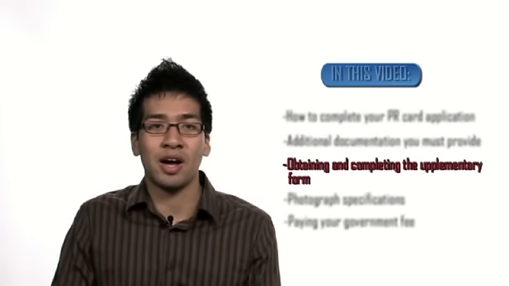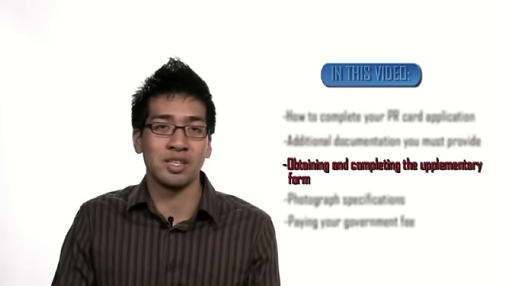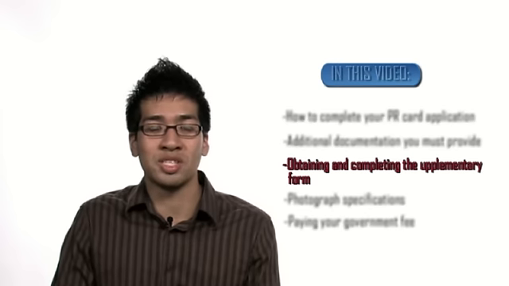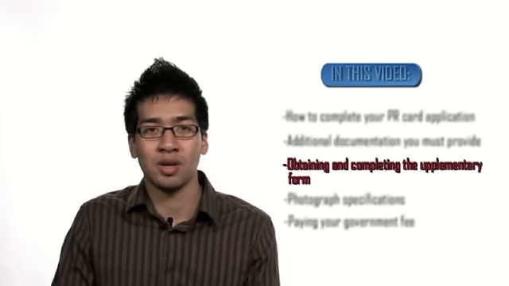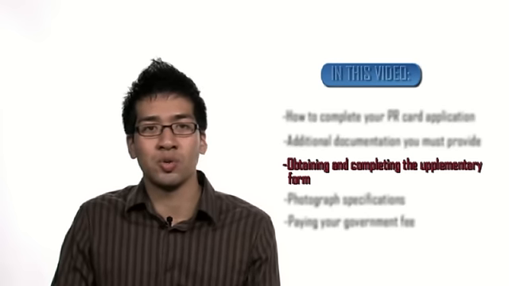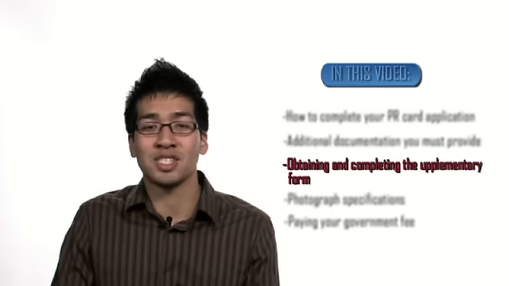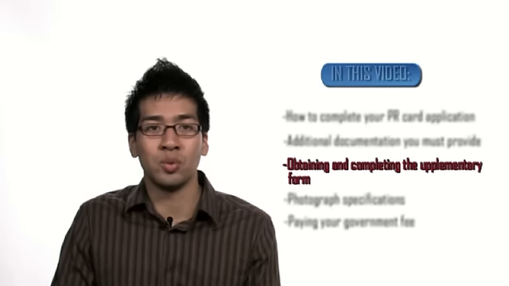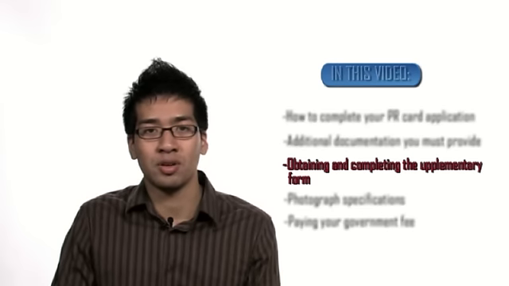The IMM 5455 Supplementary Identification Form. All applicants must include the Supplementary Identification Form. This is a green form in which you print your name and birth date and sign at the bottom. It is important that you do not sign outside the white box. If you do, you will be asked to fill out another form.